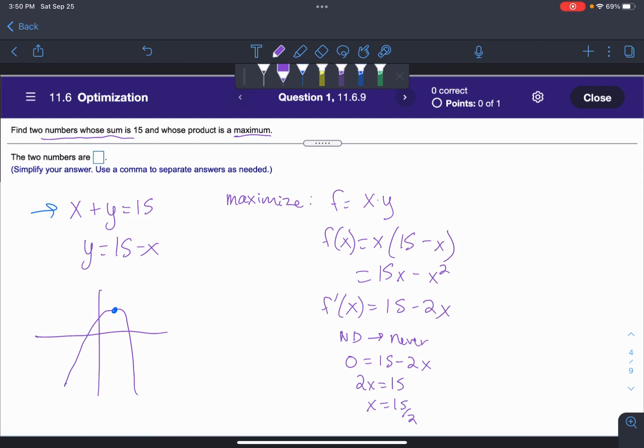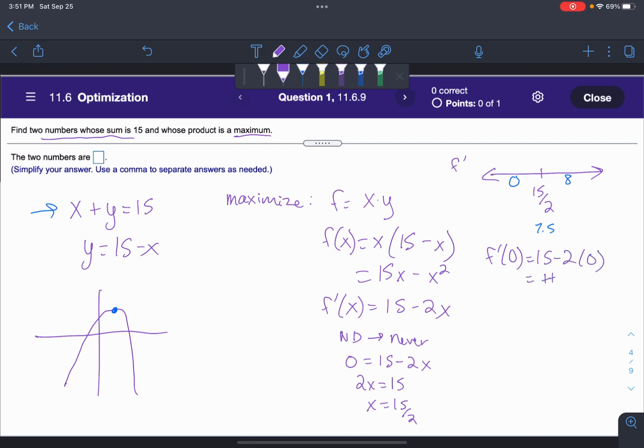So now that we have this critical point, we have to ensure that it is a maximum for our function f. So like we were doing with sign charts and all that good stuff in curve sketching, we're going to plug in some test points and see what the signs are. So 15 halves, that's like 7.5. So let's test 0 and 8 perhaps. So let's plug that into our derivative. f prime of 0 is equal to 15 minus 2 times 0.